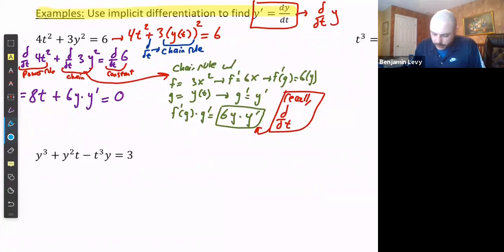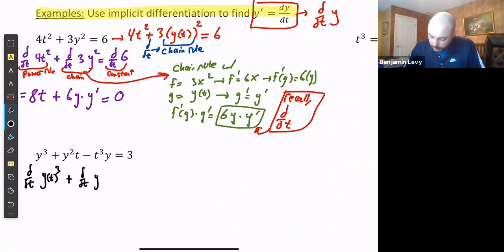Okay, so let's do d over dt of this next one here. So I'm going to do d over dt, but this is a y of t. And so that's going to end up being a chain rule. I'll write that down in a second. We're going to do the derivative with respect to t of this. That's going to end up being a product rule. And then we're going to do d over dt of this, which is also going to be a product rule.